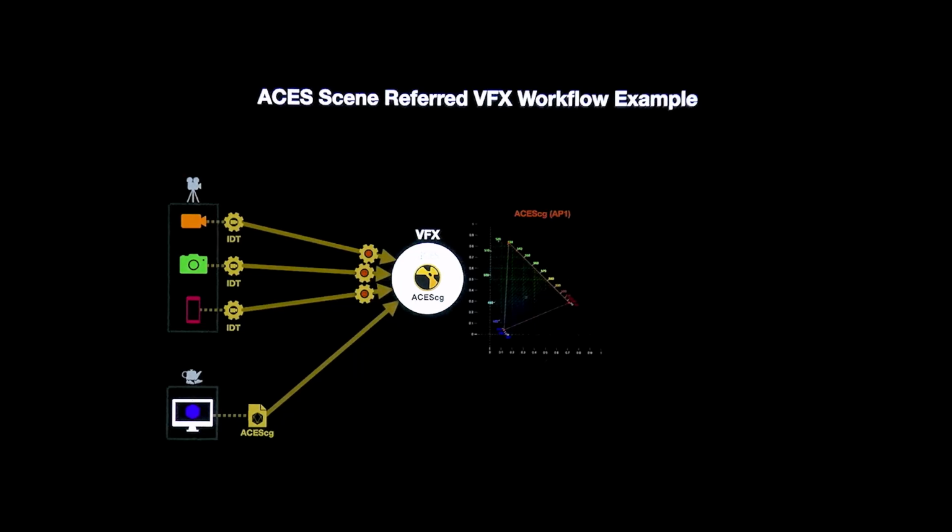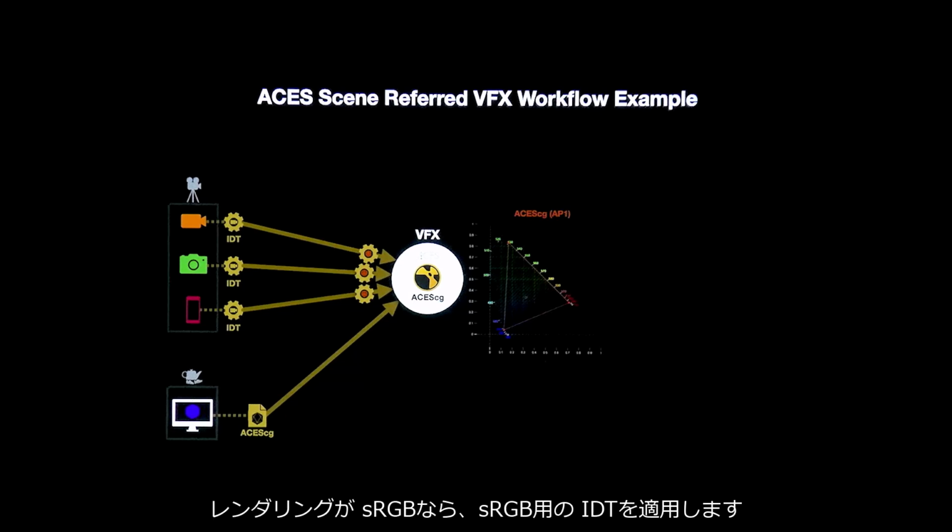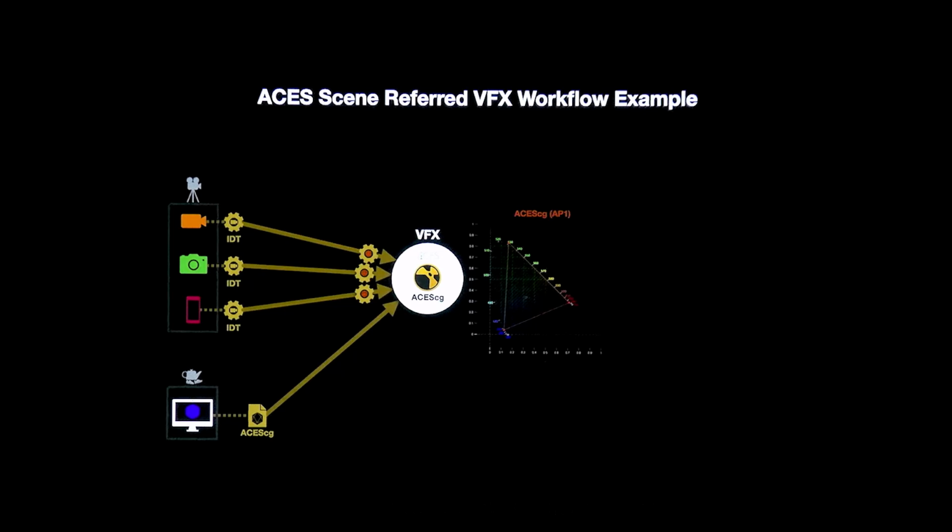But what if I have my renders in another format? Well, it's not a problem. You just put the right one. If your renders are in sRGB, you apply the IDT for the sRGB. Don't do this at home if you are not in the presence of an adult that supervises you. You don't render in sRGB, please. So try to render in ACES CG if possible, and if not, you just apply the right IDT. So that is for the renders.